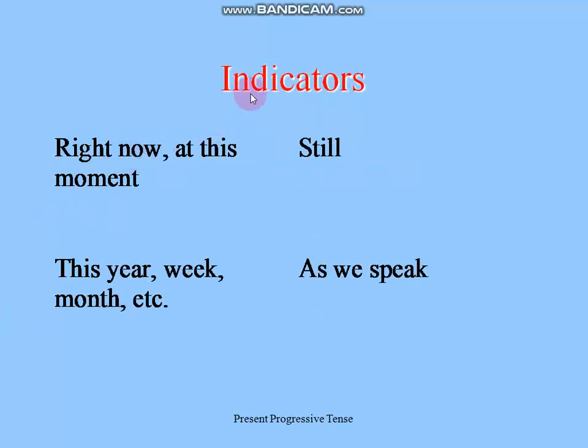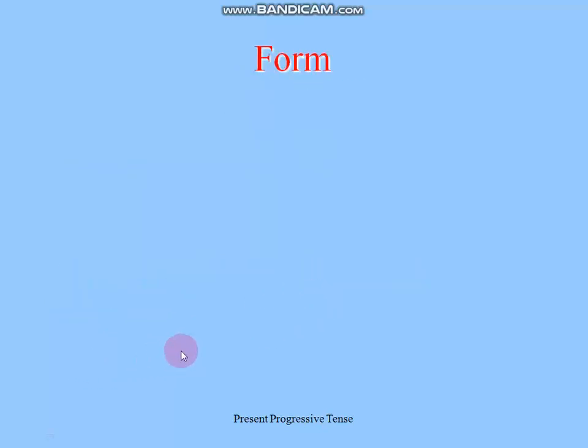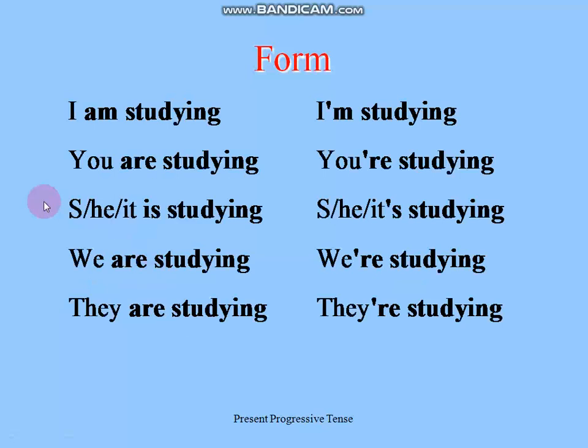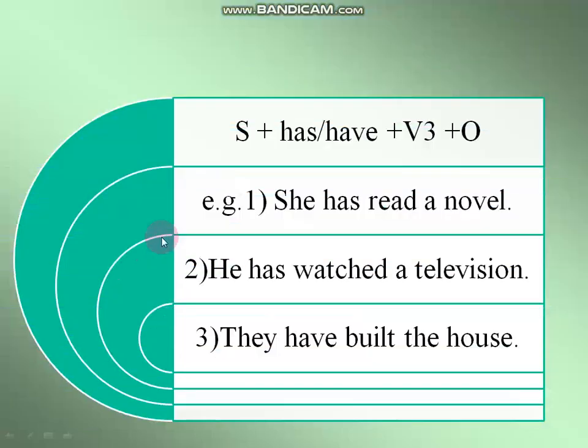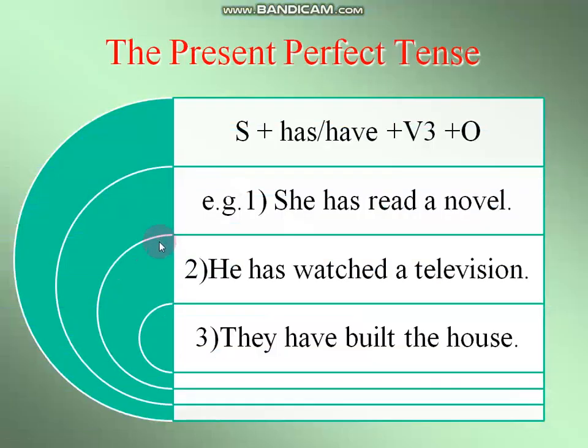Indicators. These are the indicators of present continuous tense: right now, at this moment, still, this year, this week, this month, as we speak. Form. I am studying, you are studying, she, he, it is studying, we are studying, they are studying. These are the examples or form of present continuous tense. Okay. Here we stop and turn to the next tense, the present perfect tense.